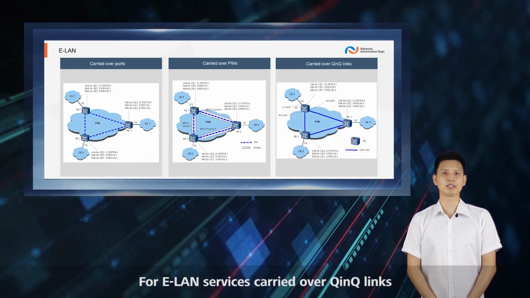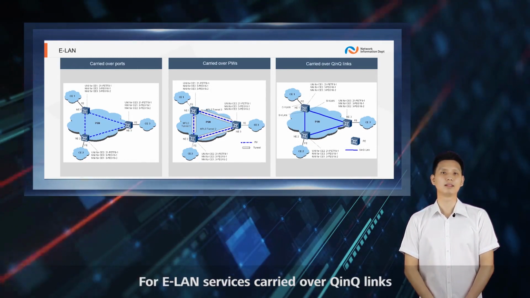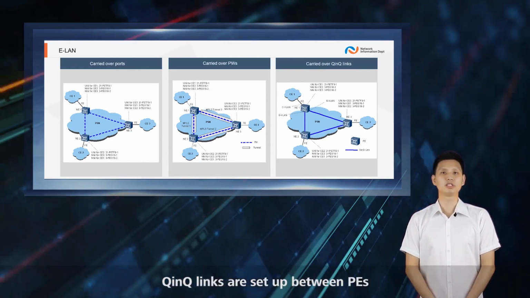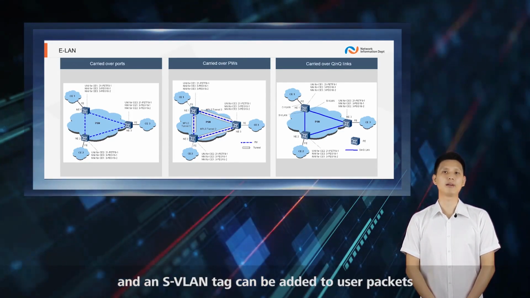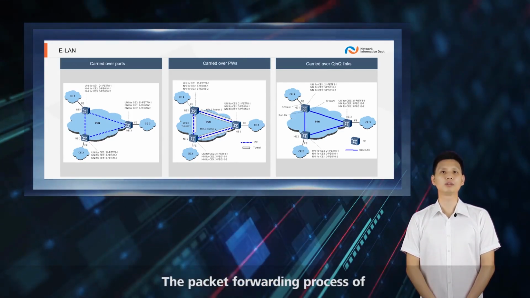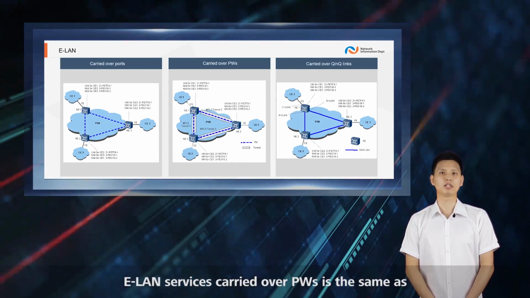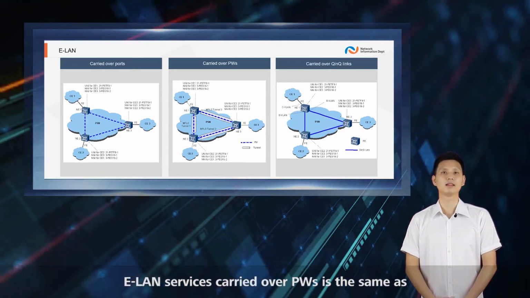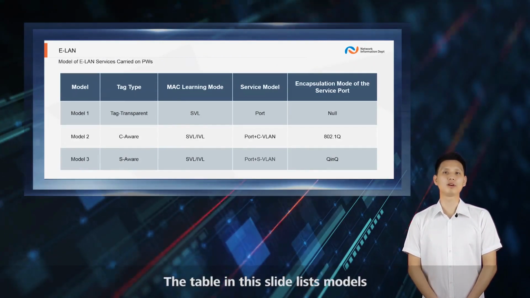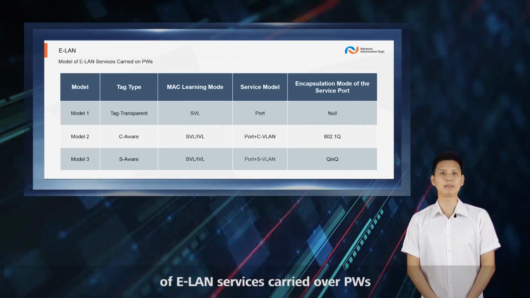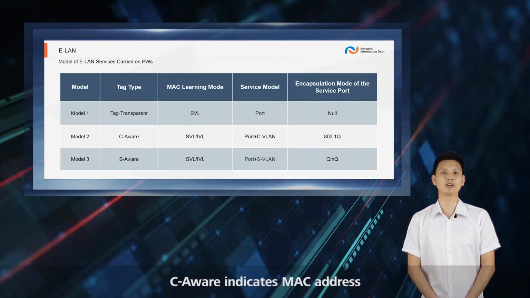For eLAN services carried over Q-in-Q links, Q-in-Q links are set up between PEs, and an SVLAN tag can be added to user packets. The packet forwarding process of eLAN services carried over PWs is the same as that of eLine services. The table in this slide lists models of eLAN services carried over PWs.